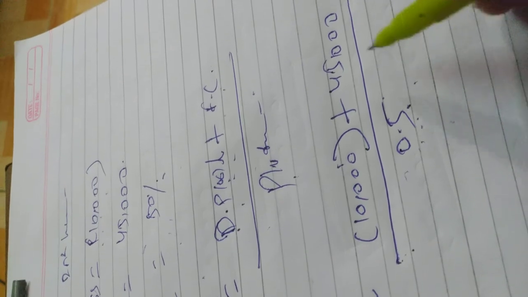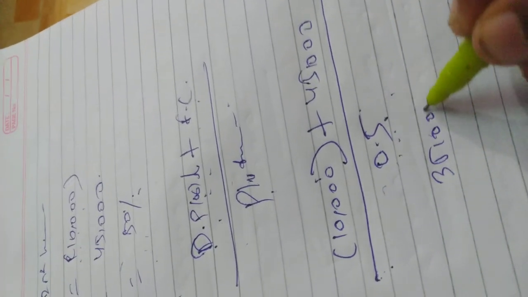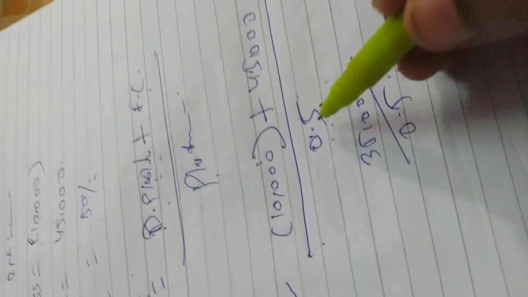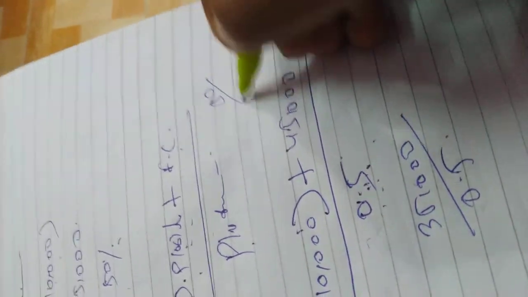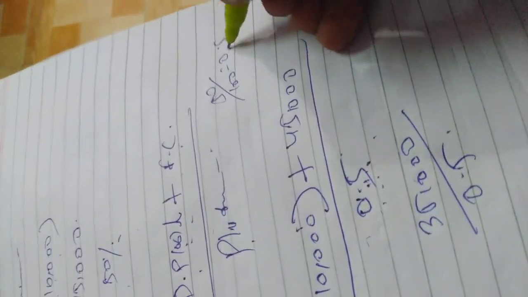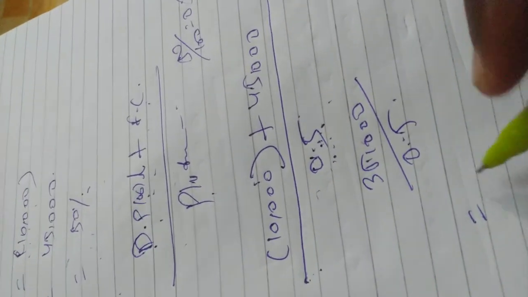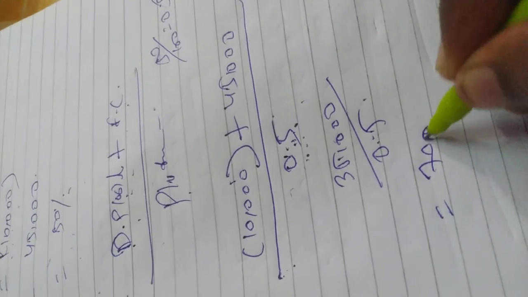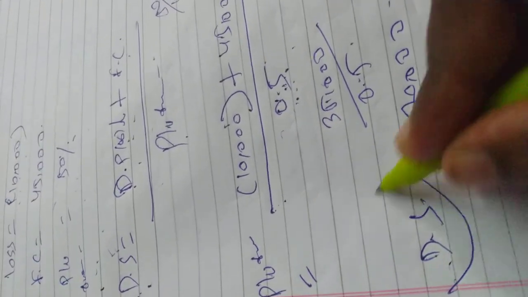So you will get 35,000 divided by 0.5. Why 0.5? 50% I am making 0.5: 50 divided by 100 equals 0.5, correct? That is why I am dividing here. So 35,000 divided by 0.5 equals 70,000, which is my desired sales.